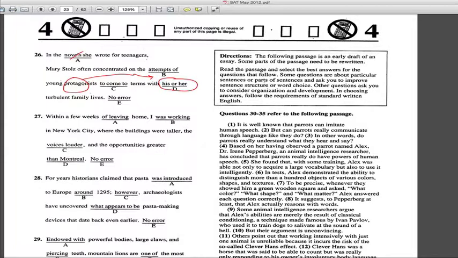Within a few weeks of leaving home, who left home? I left home. I was working in New York City where, okay, makes sense. Good verb. Relative pronoun error? No. So where is correct. Where the voice is louder and the opportunity is greater. This is a comparison error. It's talking about opportunities in New York versus Montreal. You cannot compare that. You have to compare opportunities in New York than those of Montreal. So it should be than those of.